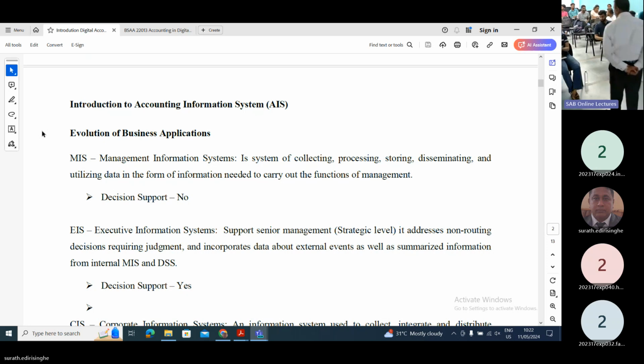We will move into the next section, the development of enterprise resource planning.